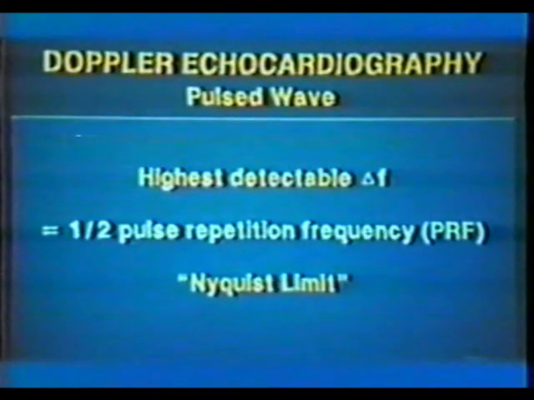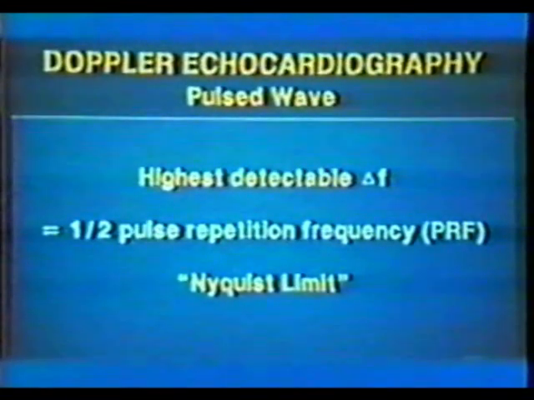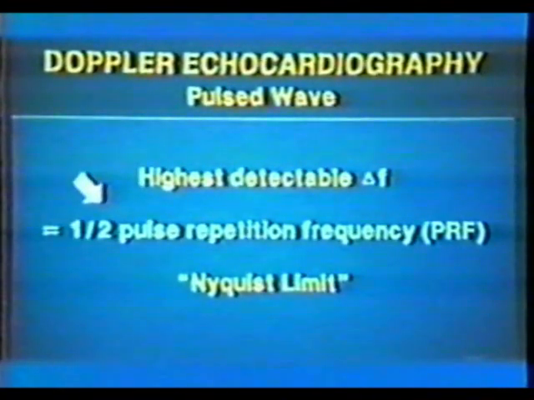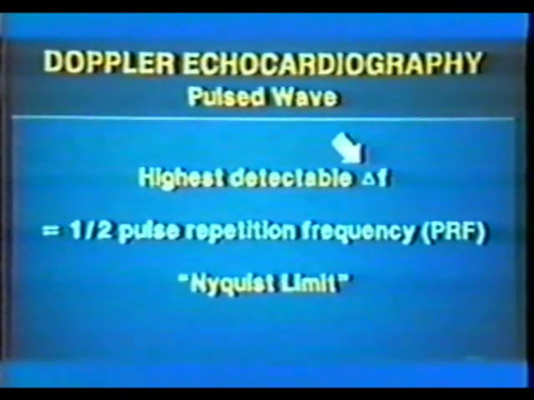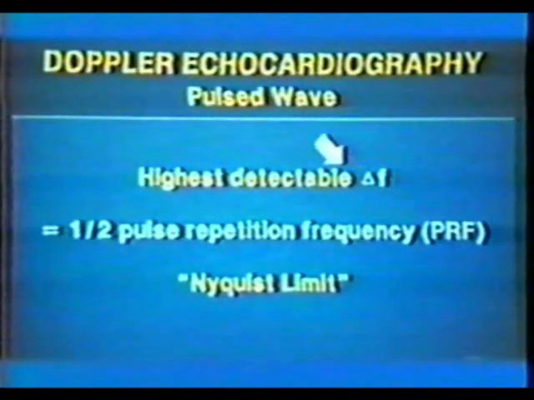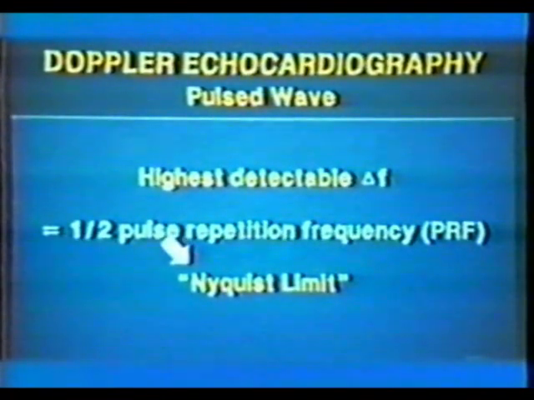The maximum velocity detectable in the pulsed wave mode is limited by a phenomenon referred to as frequency aliasing. The largest Doppler shift frequency that can be detected is equal to 1/2 the pulsed repetition frequency of the transducer. This highest detectable frequency shift, which corresponds to a maximal detectable velocity, is called the Nyquist limit.